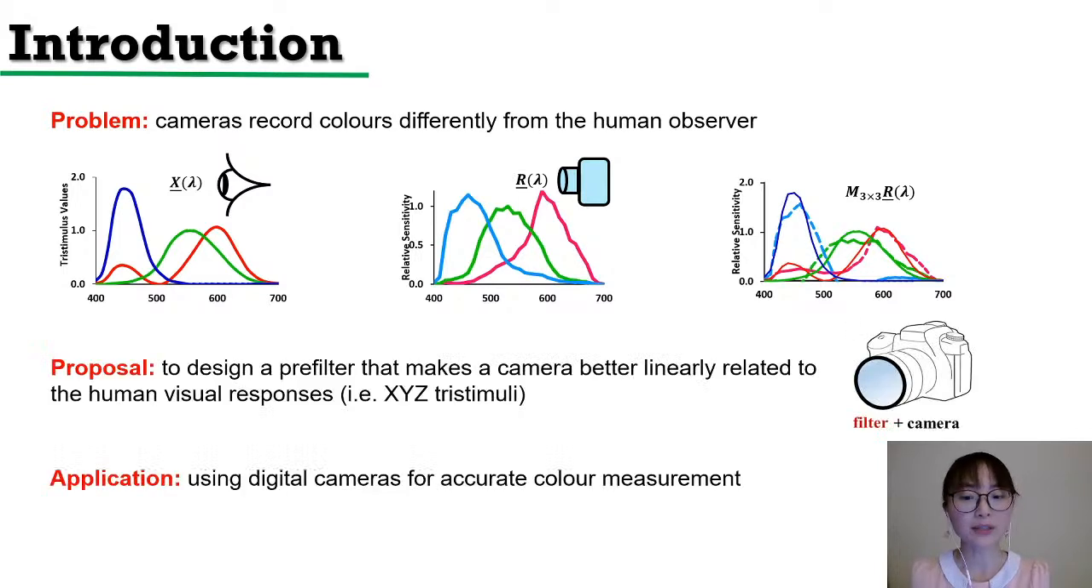So our proposal is to design a specially selected pre-filter, which will change the camera sensitivity functions in such a way that it minimizes the mismatch between the human visual system and the digital camera. With the help of a filter, we hope that the camera can measure colors more accurately and therefore can be used for applications with high demand in color accuracy.